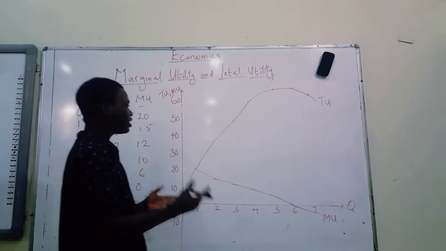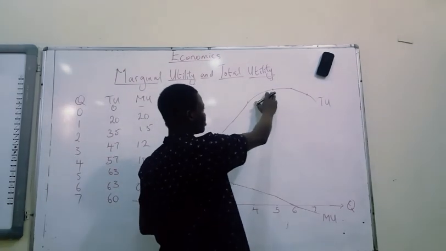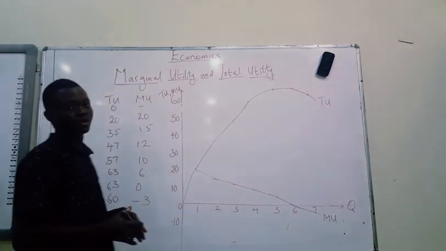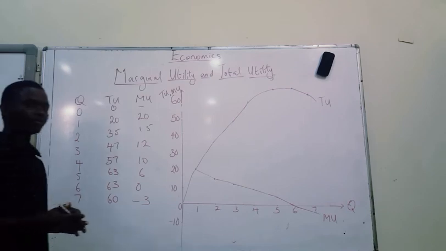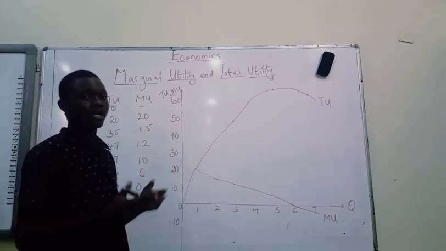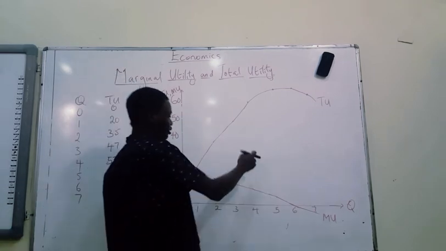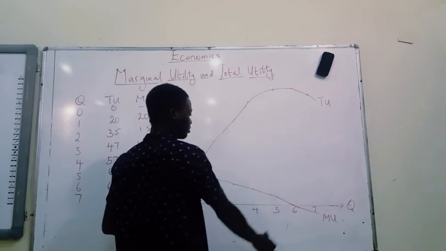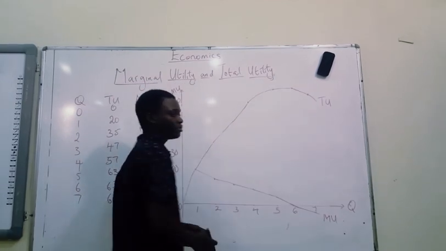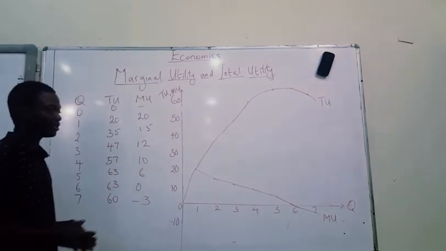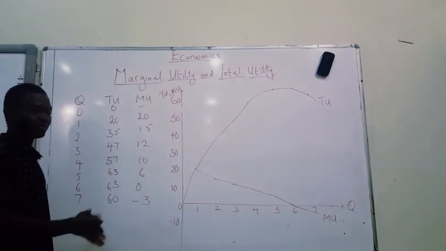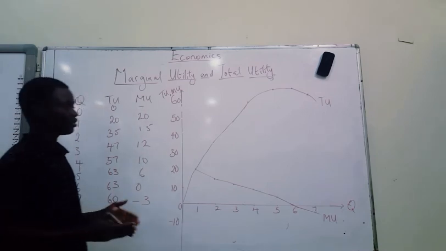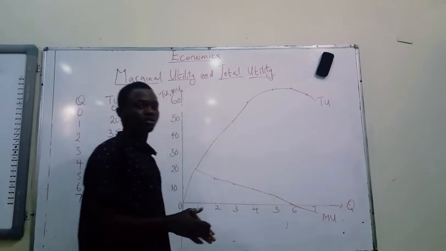So there's this other part that we need to note, which is the maximum point of the total utility curve. When the total utility reaches its maximum, it simply means that the consumer derives zero satisfaction from the consumption of an additional good. Which is what we have here. At quantity 5, we have 63. Then quantity 6, we have 63 as well, which means an increase in the consumption of this commodity from 5 to 6, that is by 1, does not change the satisfaction that the consumer derives from the good at all. So when that happens, total utility is said to be at the maximum point.